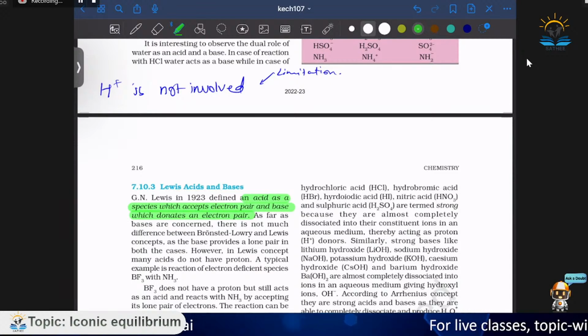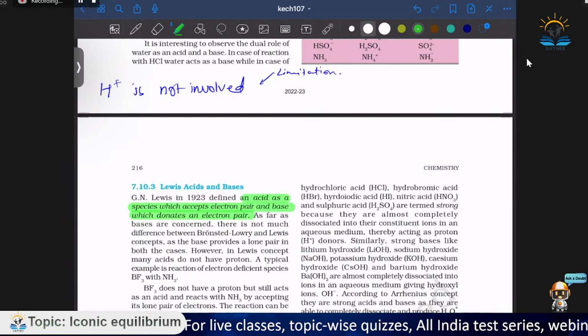Arrhenius is very old by this time. Arrhenius is obsolete by this time. You need not worry about Arrhenius. But between Bronsted-Lowry and Lewis, this is a very simple yet significant difference which we have to acknowledge.